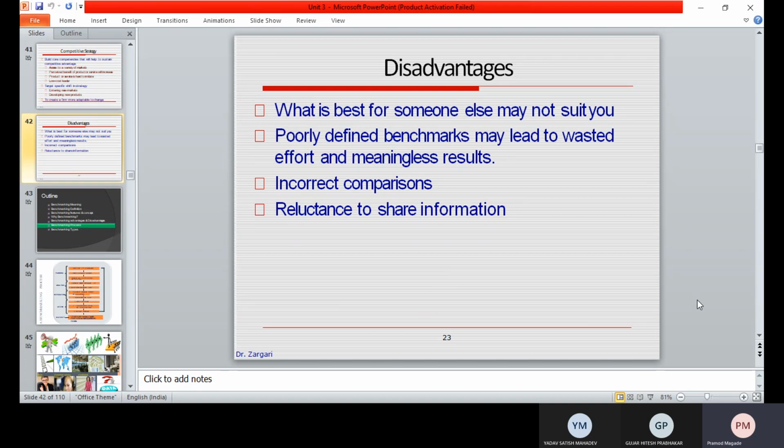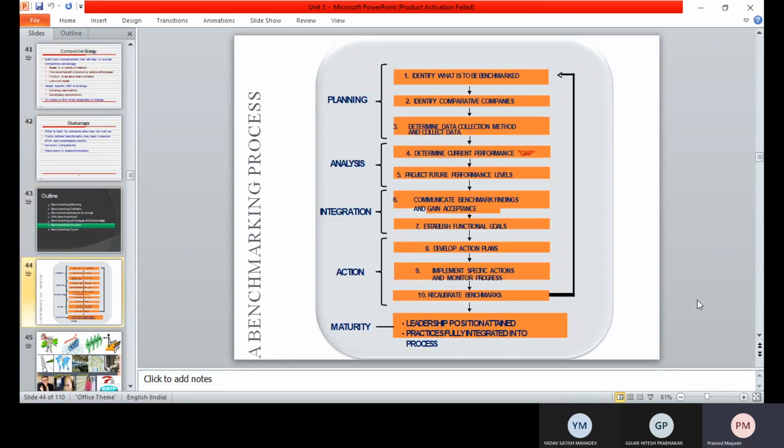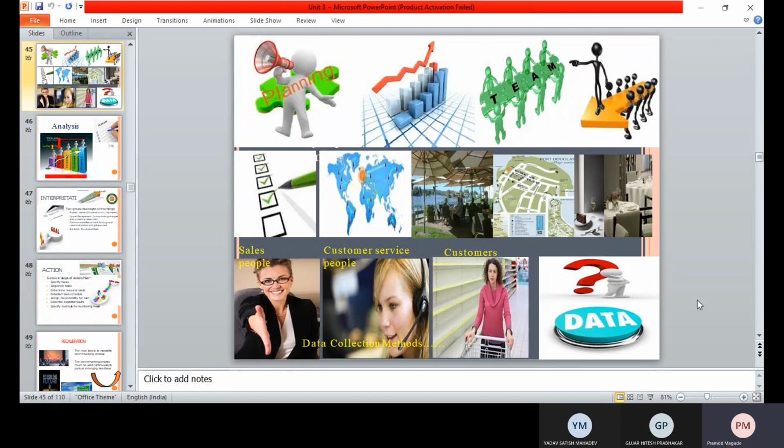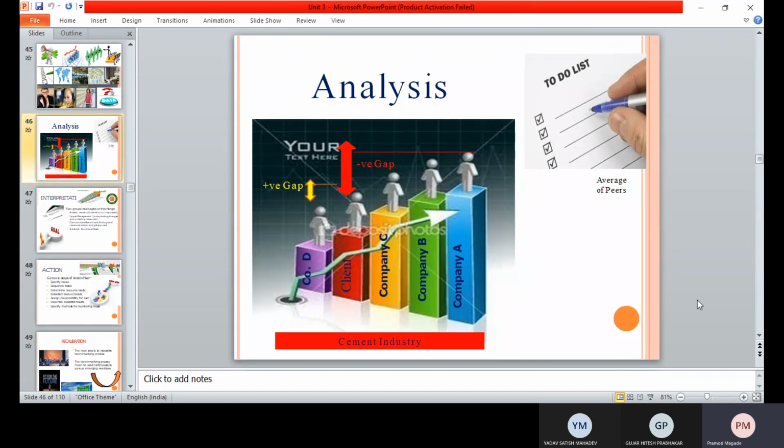Various limitations we have seen. Incorrect comparison also matters. I cannot compare a Wagon R with a Mercedes Benz, or I cannot compare the facilities of a simple hotel and a five-star hotel. So these things are there. After that, we have seen the process, and in one slide what we have learned previously related to benchmarking. All the things are mentioned over here.